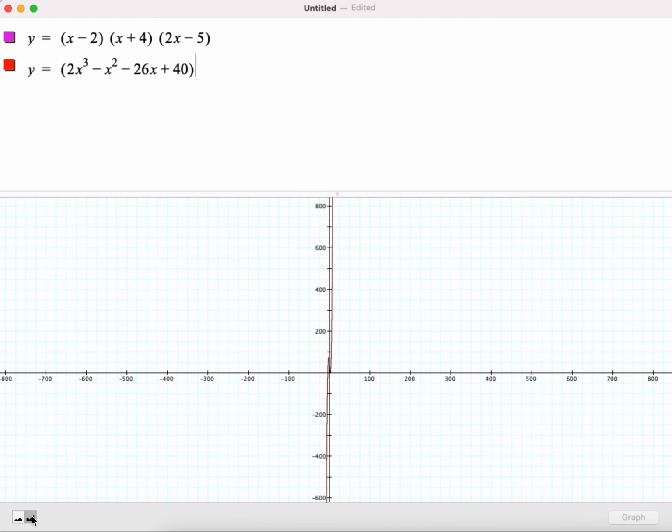And the other thing that you can tell from the expanded form of it is that y-intercept is at 40, because when x is 0, all that's left is the 40, so you get a free point out of that.